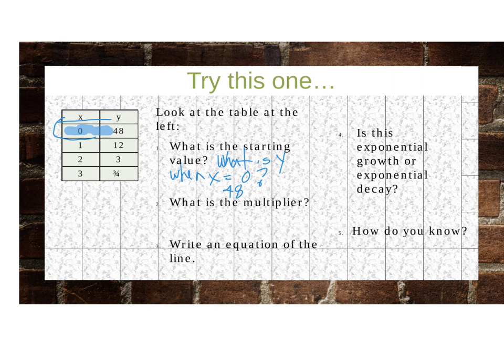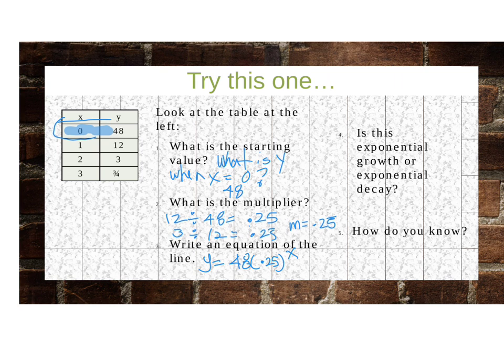What's the multiplier? We divide the second by the first. 12 divided by 48 equals 0.25. Does the pattern hold? What is 3 divided by 12? It's also 0.25. So our multiplier is 0.25. The equation is the starter times the multiplier to the power of x, so it's y equals 48 times 0.25 to the power of x.